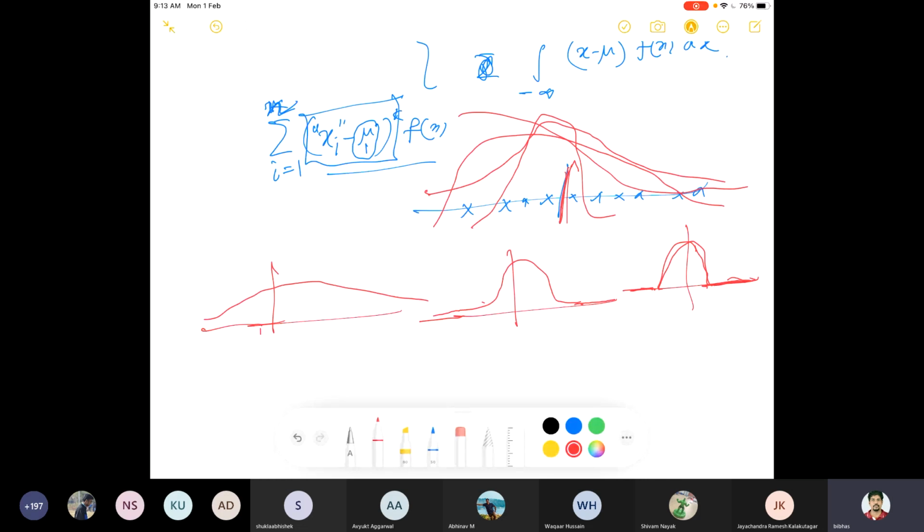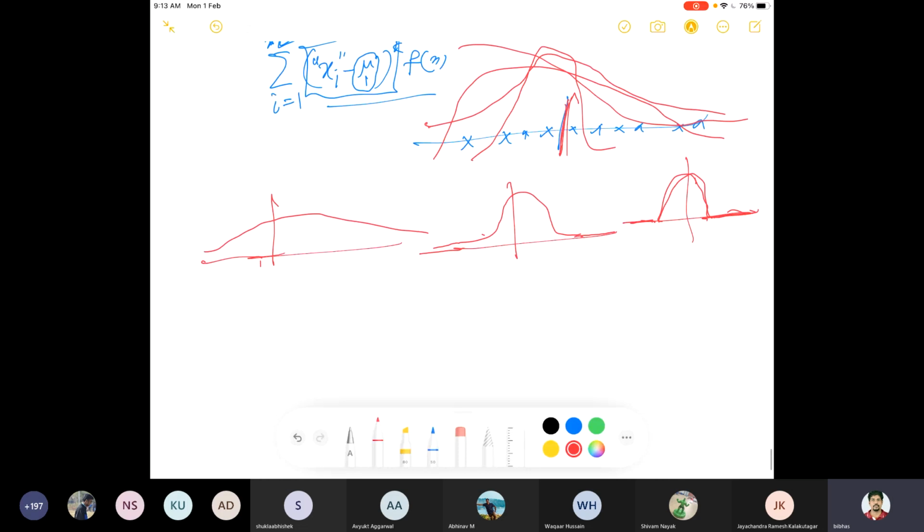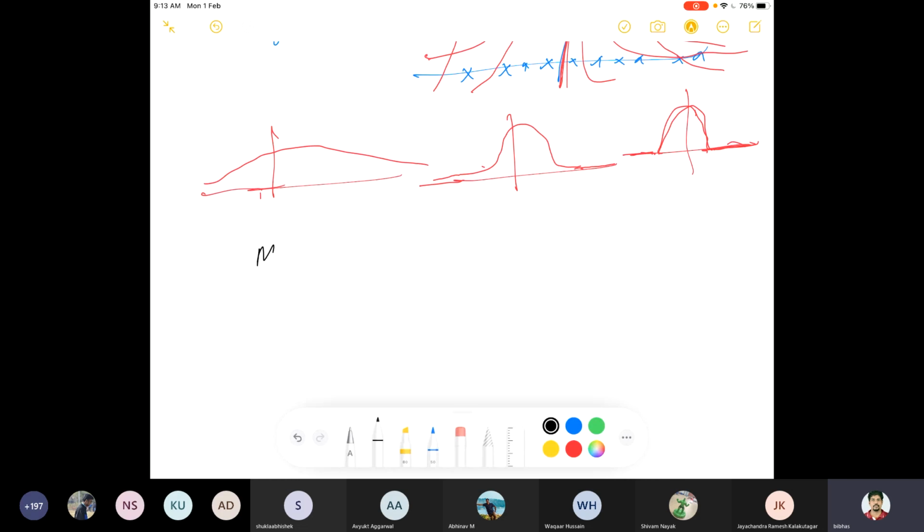How much spread this distribution, or the PDF, has over the real axis? This is something called skewness, or symmetry. Symmetry or skewness of the distribution. This is not in the syllabus, but I can just say a measure of skewness: how much skewed the distribution is. Skewness is sometimes called a lack of symmetry.